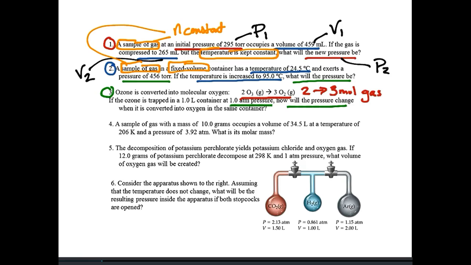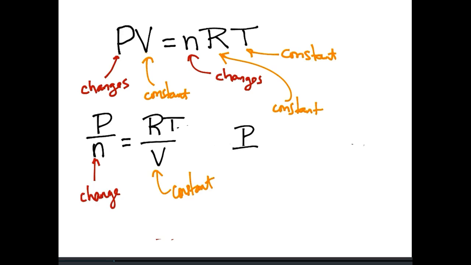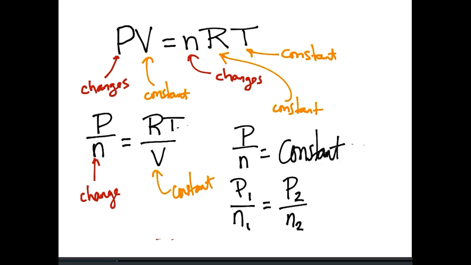So now if we look at our PV equals nRT equation, this is just saying it's in the same container. Volume is constant. So now if we label things that are constant versus things that change, pressure and N will change. So if we move those algebraically to be on the same side of the equation, that means P divided by N is a constant, which means our new mathematical expression is P1 over N1 equals P2 over N2.